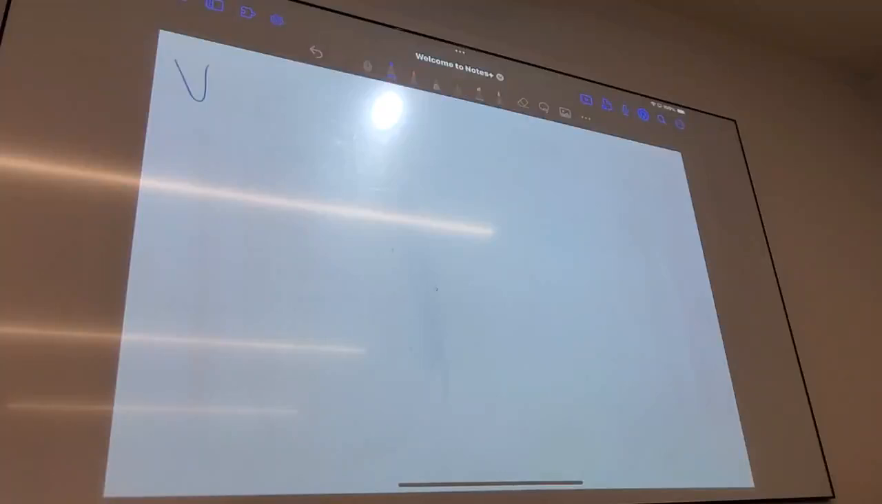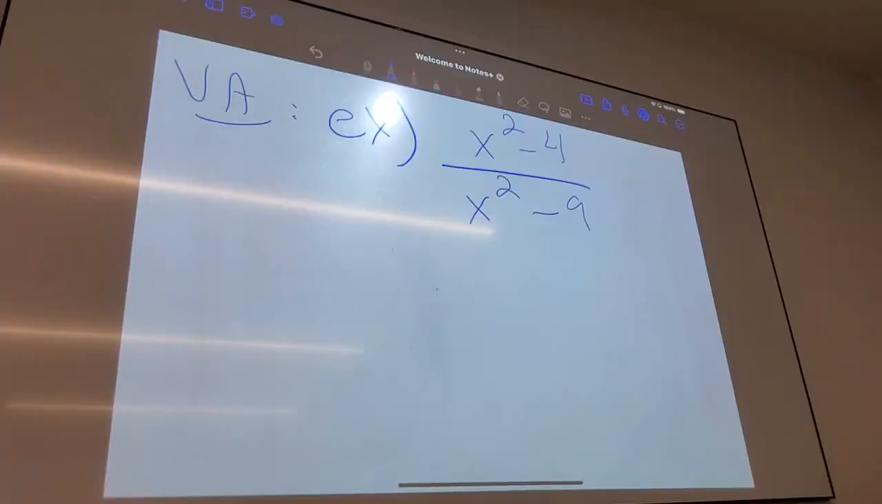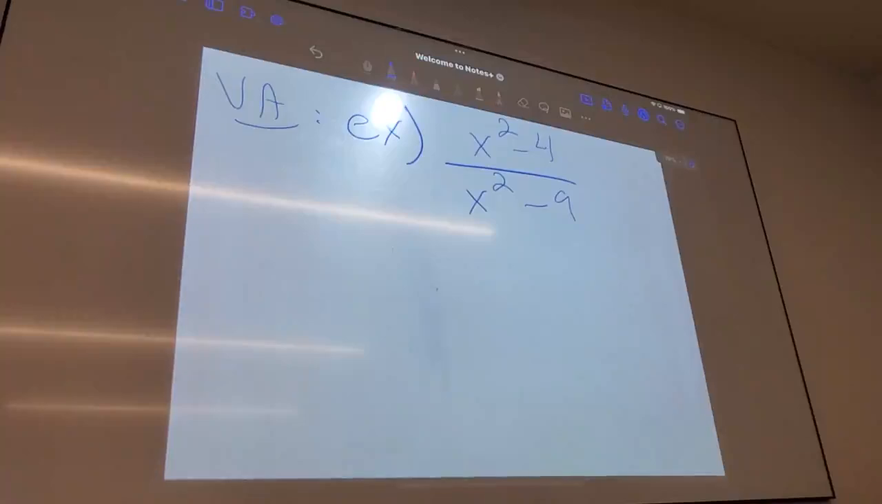How do I get a vertical asymptote? For example, if I have this equation, where would the vertical asymptotes come from? I've got to factor the bottom, because vertical asymptotes are related to the domain, right? It's literally putting a wall at the values you're not allowed to use. So if I factor the bottom, what do I get? Plus 3, minus 3. Yeah.